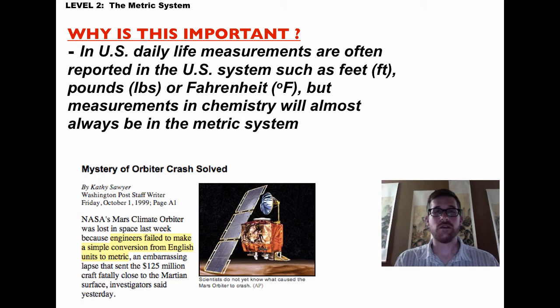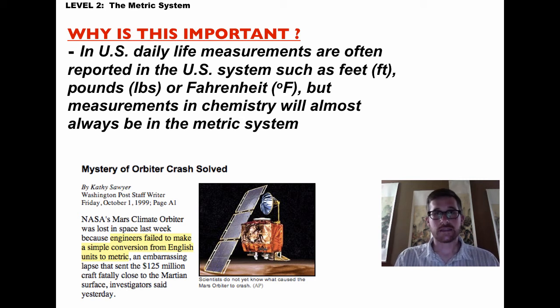It was called the Mars Climate Orbiter, and it took off and went great, and then a few months later it disappeared. They couldn't track it anymore. They didn't know where it went. And what they realized is it probably crashed into Mars because certain control aspects that were designed in the US were done in US units, and the rest of the world doesn't use US units. They use the metric system.